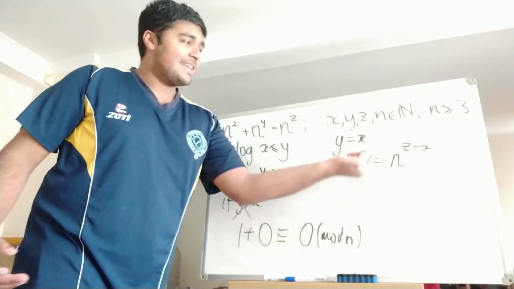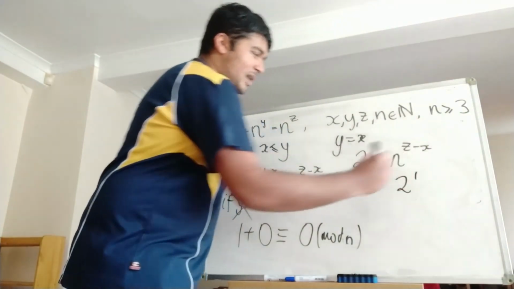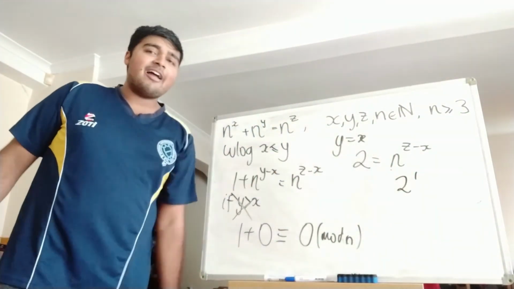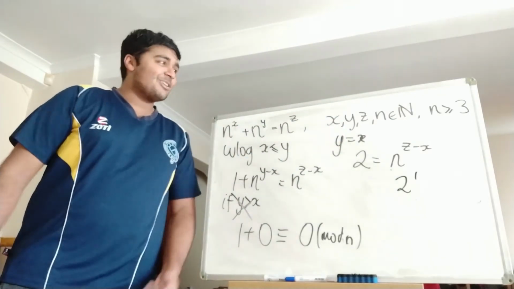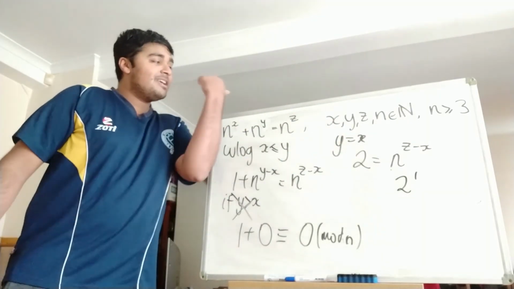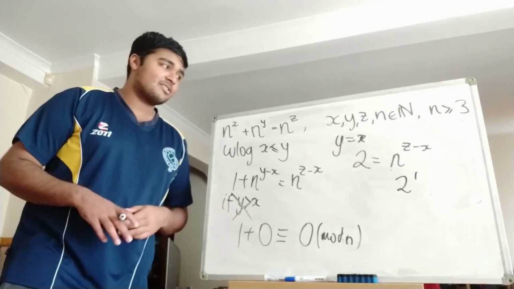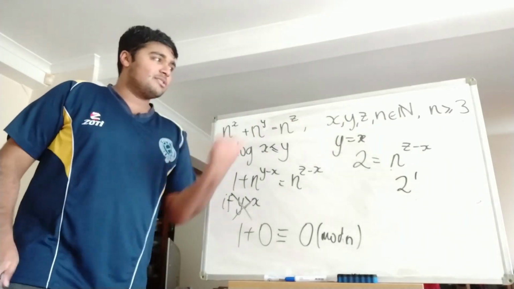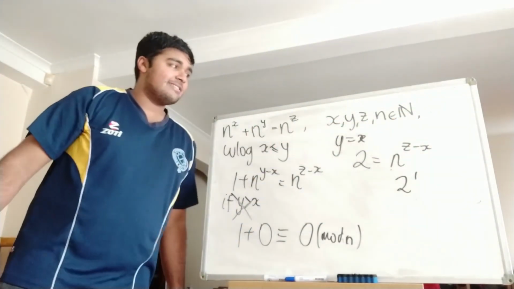The only way we could have 2 equal to something to a power is if the right hand side was 2 to the 1 or something like that. But that would require n to be 2, and n can't be 2 because n is at least 3. So we solved the problem. There are no solutions to this equation with x, y, z and n positive integers with n at least 3. And in fact the only way you can solve this, if you get rid of this condition, is if you make n equal to 2.